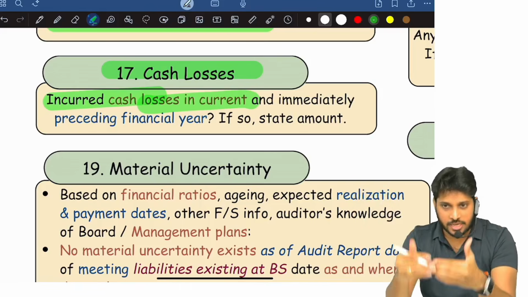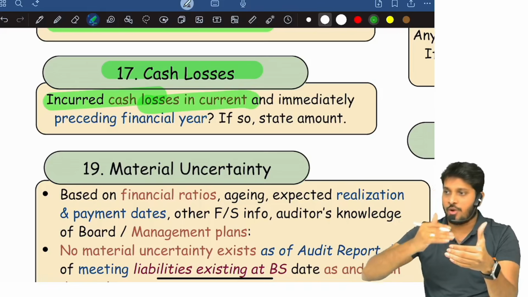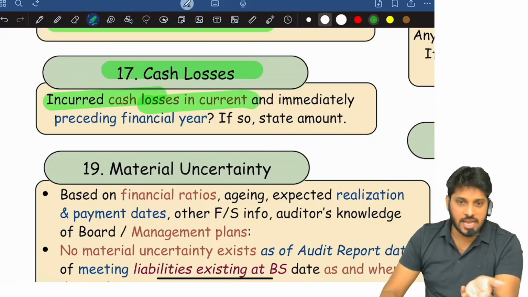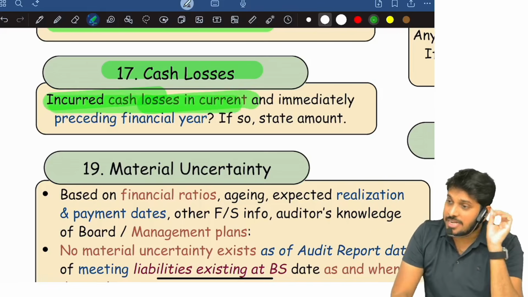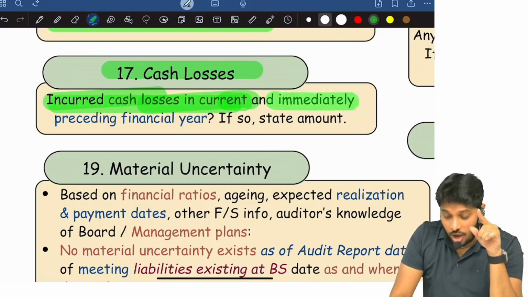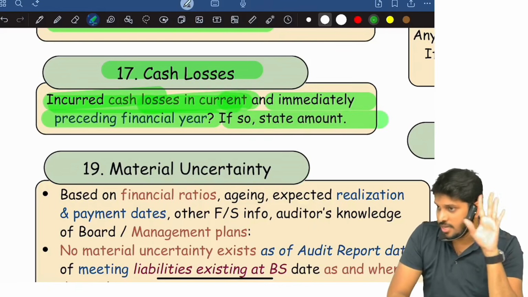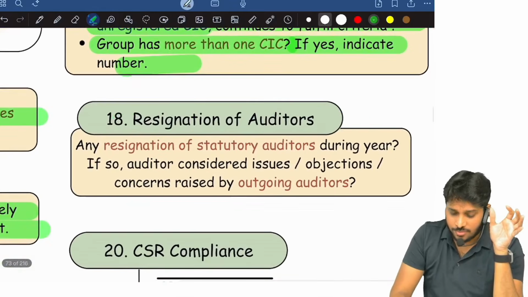So if, to the real loss, non-cash expenditure you add, still if there is a loss, that's actually a cash loss. Now, whether the company incurred any cash losses in the current year or in the previous year; if so, state the amount. Next, resignation.